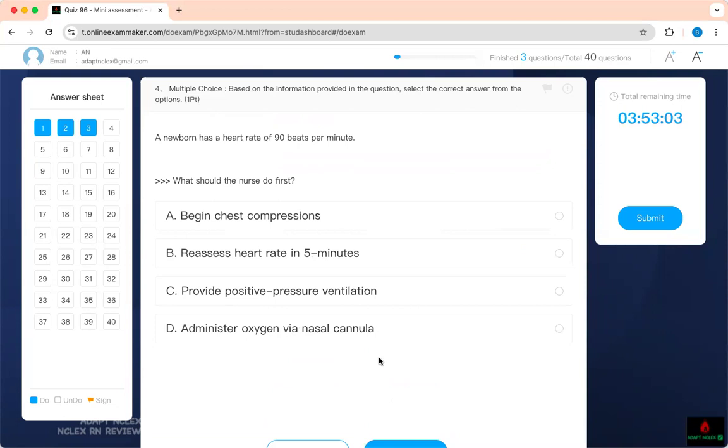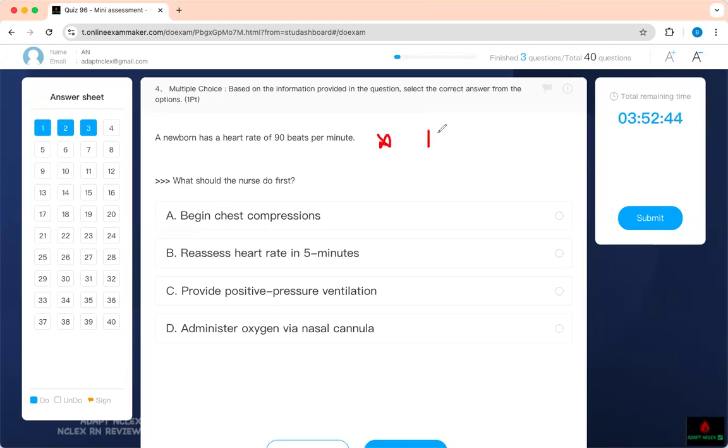What should the nurse do first? Same thing, prioritization. I upload the prioritization first to calm you down, then we go to the content. A newborn has been born with a heart rate of 90 beats per minute. What should the nurse do first? This requires content. If you don't know, listen carefully.